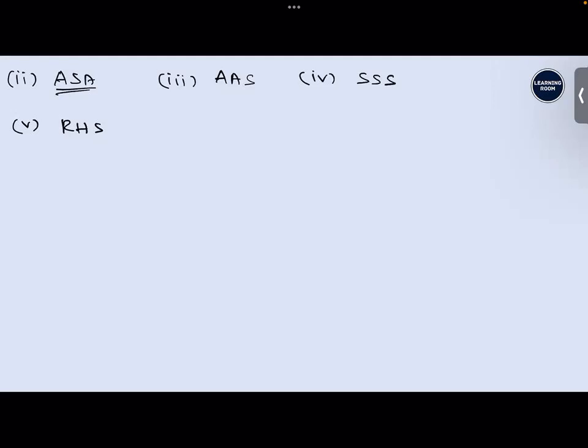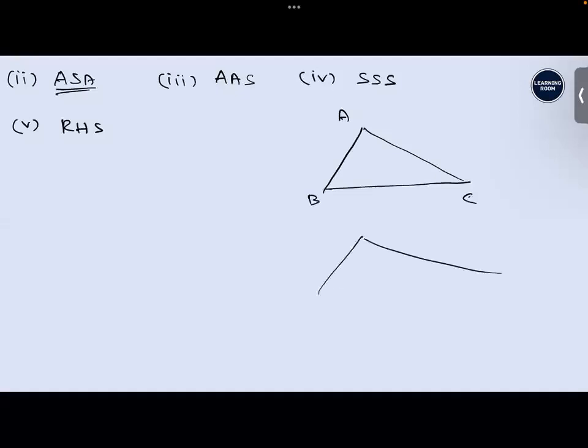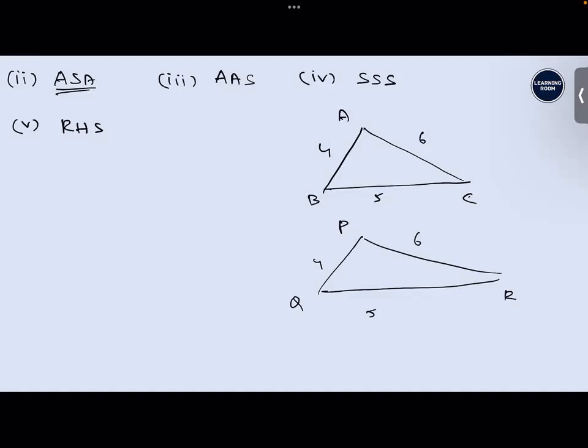It should be congruent, not equilateral. Three sides of the corresponding triangles can be equal, and they can be two scalene triangles also. For example, this is ABC and this is PQR. This is 4, 5, 6 and this is 4, 5, 6. Is it an equilateral triangle? No, but they are congruent using SSS. Equilateral triangle is one such scenario. It is only a possibility.